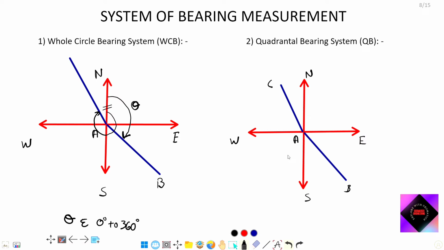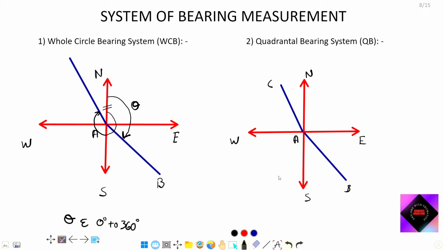In this case, we can measure from north also, we can measure from south also. It depends upon us. We have to see just that line is nearer from north or nearer from south. For this case, it is nearer from south, so we will measure from south. If it is nearer from north, we can measure from north. And also we can move in clockwise direction and anti-clockwise direction, both, whichever is suitable, which gives us acute angle.